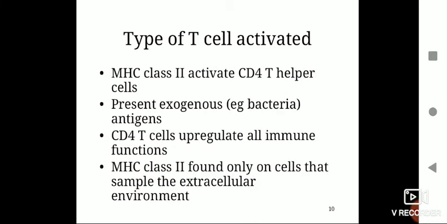Whereas MHC class 2 will always activate CD4 plus cells, or the T helper cell. They present only exogenous antigens, like those from bacteria. And these CD4 plus cells have the ability to upregulate all the immune functions. And MHC class 2 is expressed only on specific cells which are called antigen presenting cells.